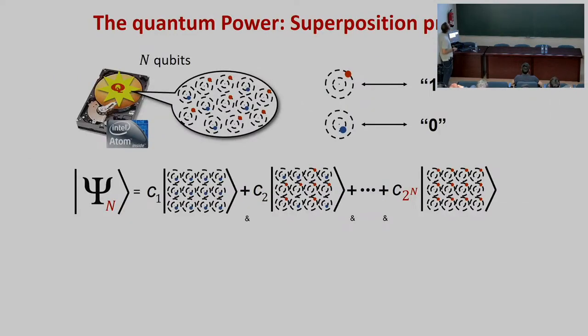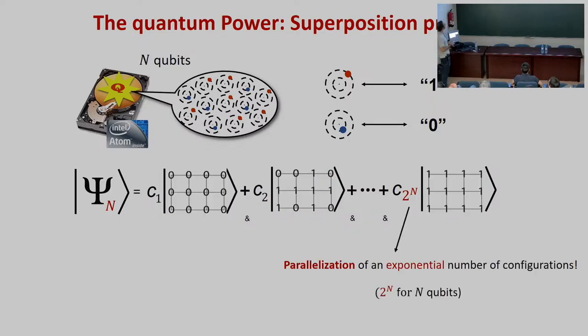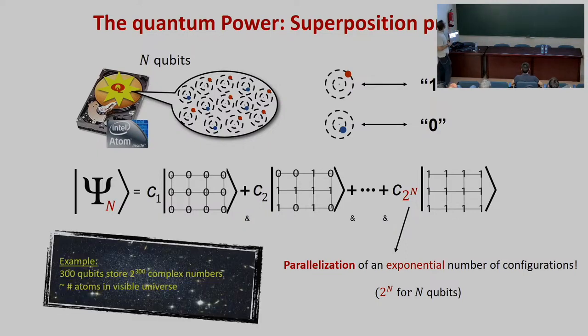And the quantum power comes from the superposition principle. Imagine now that you have a quantum hard disk with n of these qubits, and quantum mechanics allows you to have a superposition of 2 to the n possibilities all at the same time. If you store a 1 in the excited state and a 0 in the ground state, then you can have a very huge parallelization of an exponential number of configurations all at the same time. If you have n qubits, you will have 2 to the n possibilities at the same time in your quantum hard disk. This is the quantum power that is hidden in a quantum device.